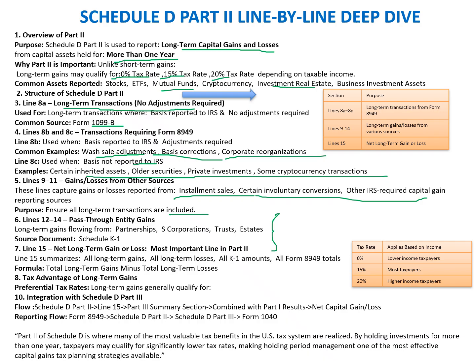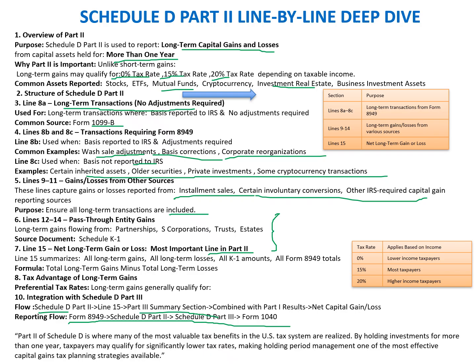Line 15 is the net long-term gain or loss, the most important line in Part 2, because the information from line 15 flows into Part 3. So the information from Part 1 flows into Part 3, and the information from Part 2 flows into Part 3, wherein the total losses or gains are calculated. So Schedule D Part 2 line 15 goes to the Part 3 summary section, combined with the Part 1 results and the net capital asset result. The reporting flow is Form 8949, Schedule D Part 2, Schedule D Part 3, and Form 1040.